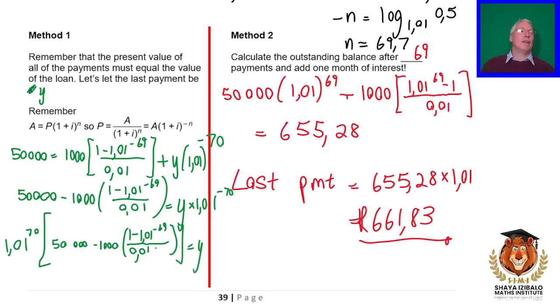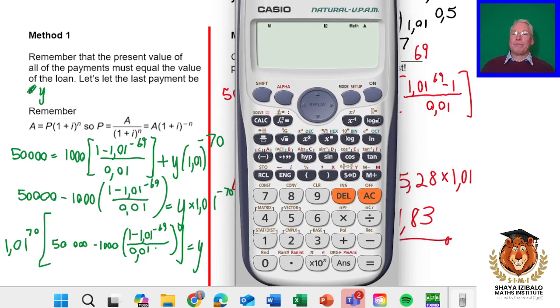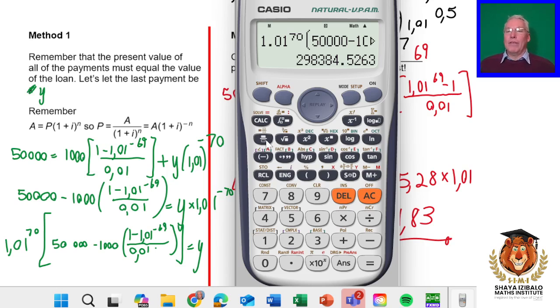Okay, let's bring a calculator up and check that out. Remember, let's see if we get the same answer. Here's holding thumbs. Okay, so 1,01 to the power of 70, and then open brackets, 50,000 minus 1,000, bracket, fraction button, 1 minus 1,01 to the negative 69. And then on the bottom we've got 0,01, and I think we need to close brackets twice. Okay, and that was not even close.